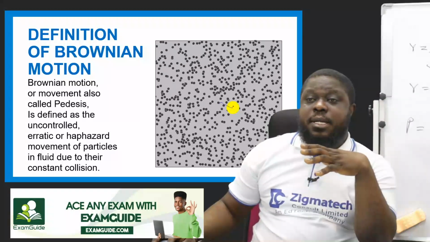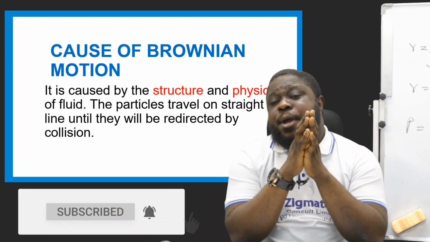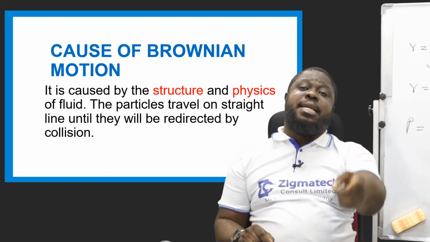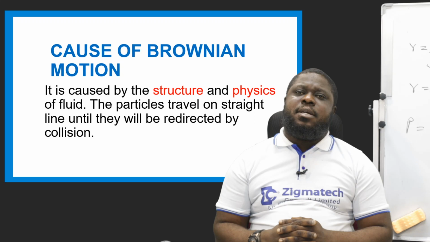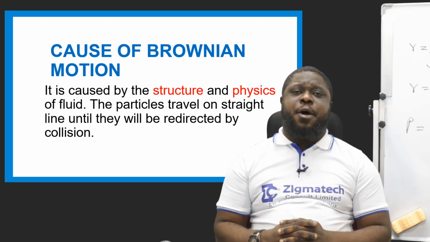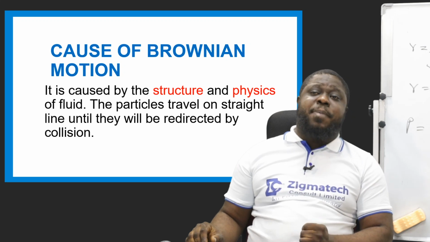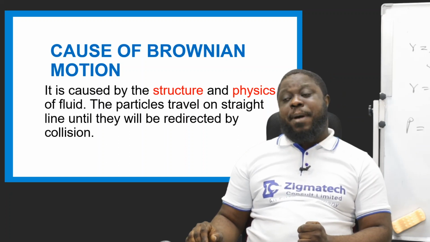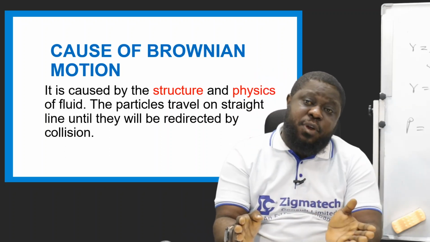Now, there is a law that binds this particular thing. The law states that because the particles are not still, they frequently collide with each other. When they collide, there is a tendency that if I hit you, you go to another place. But there is something that causes this Brownian motion. It is caused by the structure and physics of fluid. The particles travel in a straight line until they are redirected by collision. As I'm coming, if I hit you, you shift to another side.